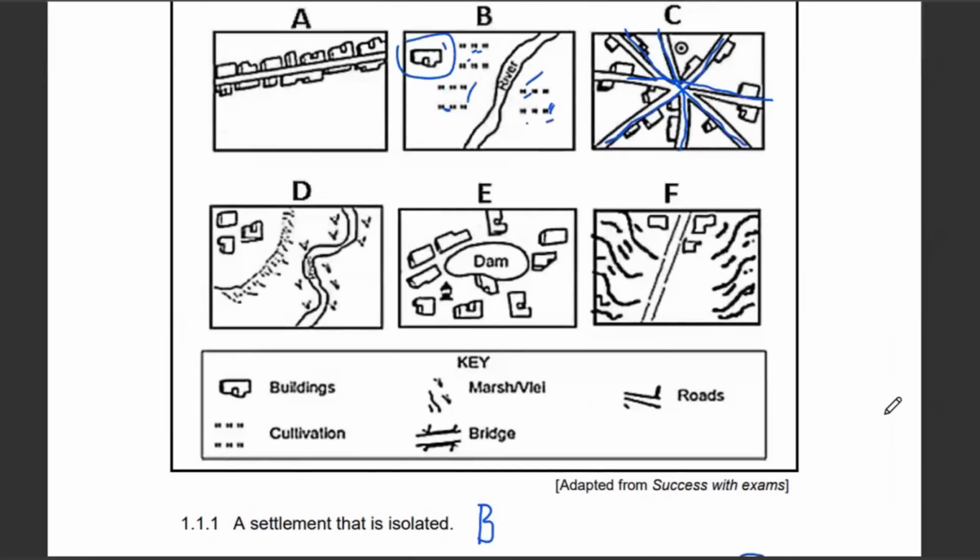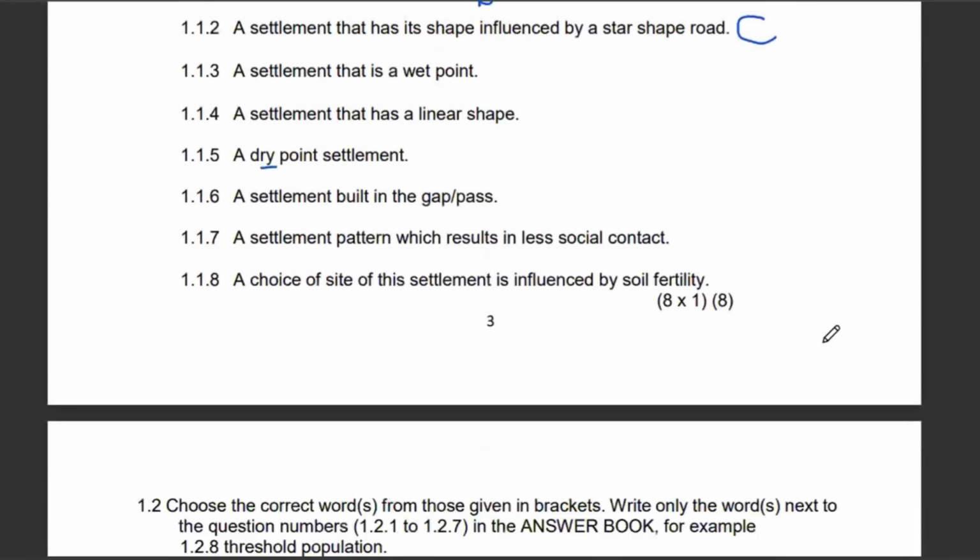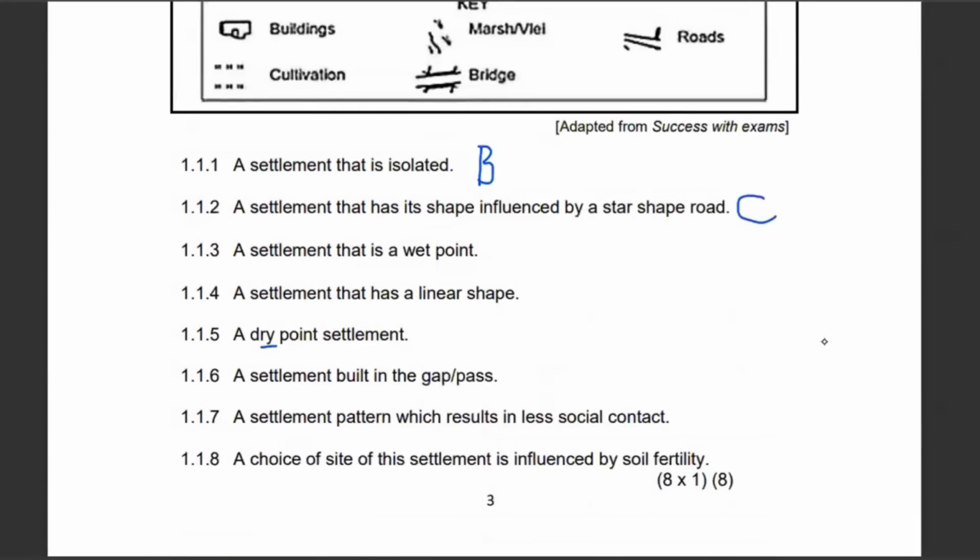Right, if we check settlement number E, there is a dam here and the buildings are surrounding the dam. So it means automatically these buildings are situated around the dam, and they need to access water from the dam. So item E qualifies to be the correct response for question 1.13.